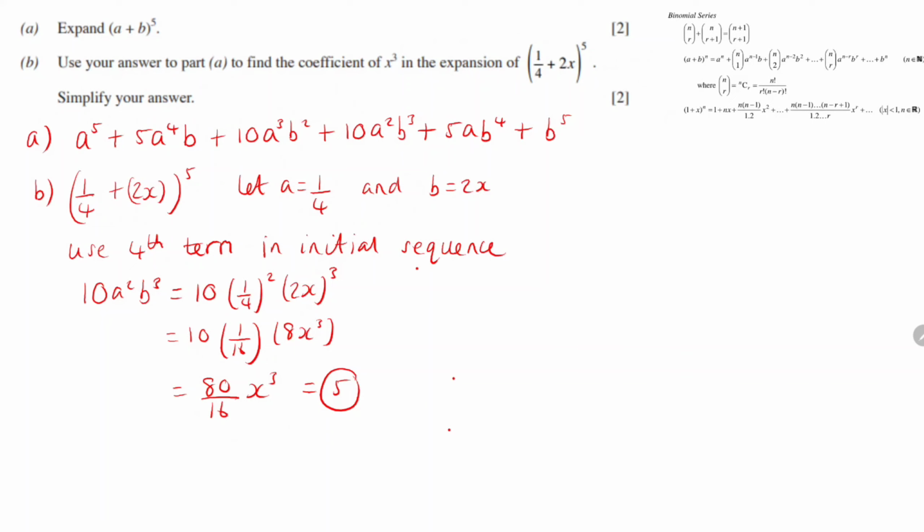Okay, then the first question is very similar to the first one I did on the first slide, and this is your most basic kind of expansion. Then it wants you to use that answer. So you're going to let a be equal to 1/4, and you're going to let b be equal to 2x, and then you can substitute those directly into your initial expansion. It wants the coefficient of x cubed, which is going to be this fourth term. So you're going to substitute a as 1/4 into that, and b as 2x into that, and then simplify, which gives you a nice answer of 5.